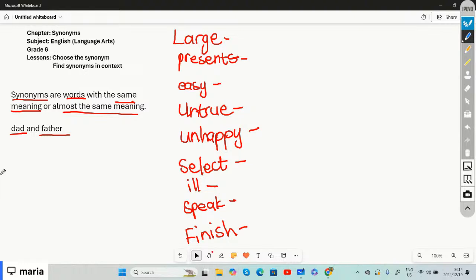And the word that's the same as large, we can say is big. If you look at the word that's the same as presents, presents that you get on your birthday or now that it's going to be Christmas, another word for presents is gifts.